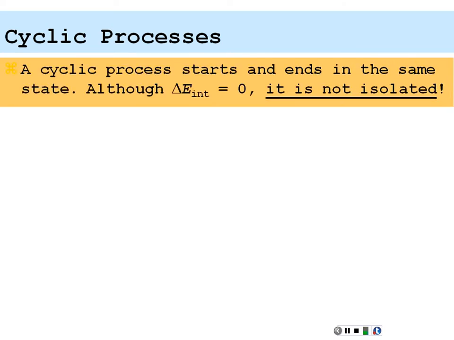A cyclic process starts and ends at the same state. Hence, the change in internal energy should be 0. We're going to be right back where we started. There should be no overall change of that system. But it's not isolated. We could have an exchange of energy transfer. It's just that once we get back to our original state, the total change in energy is 0.